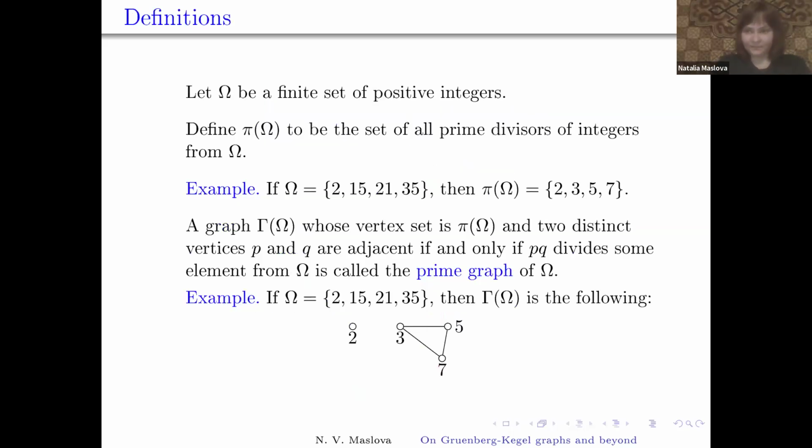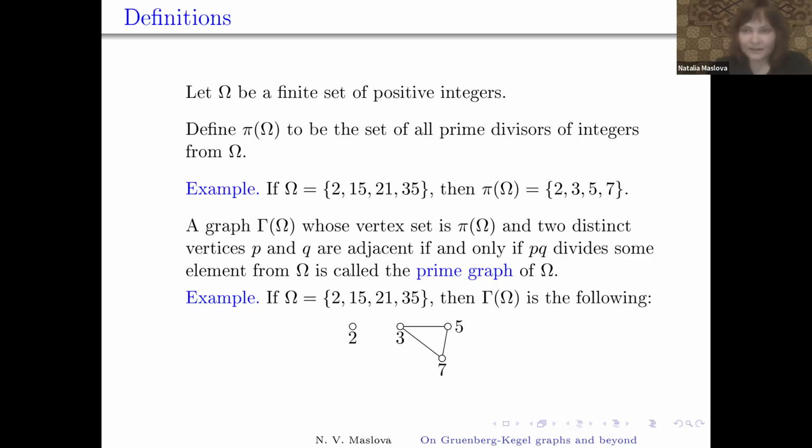And then what's in the general case? If we take a set of positive integers, define the prime spectrum of this set. It's the set of all prime divisors of the integers from this set. For example, if the set is 2, 15, 21, and 35, then its prime spectrum is 2, 3, 5, and 7. And using this set, we can construct the so-called prime graph of this finite set of numbers.